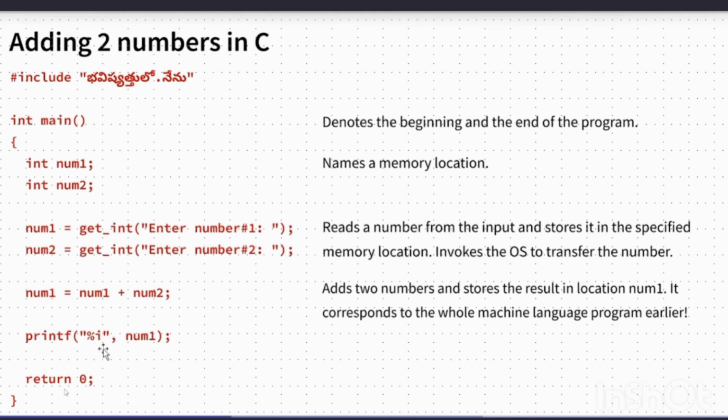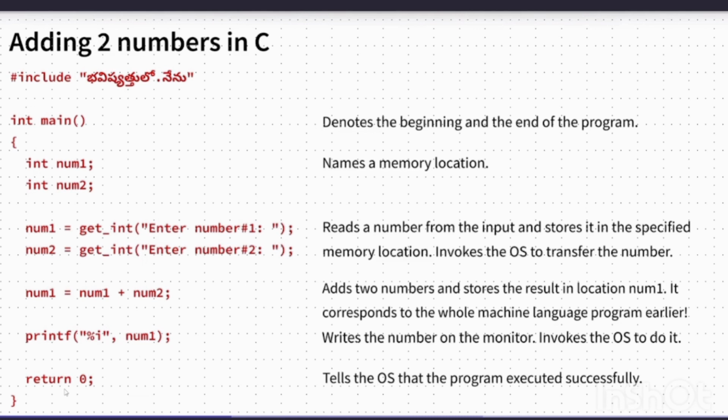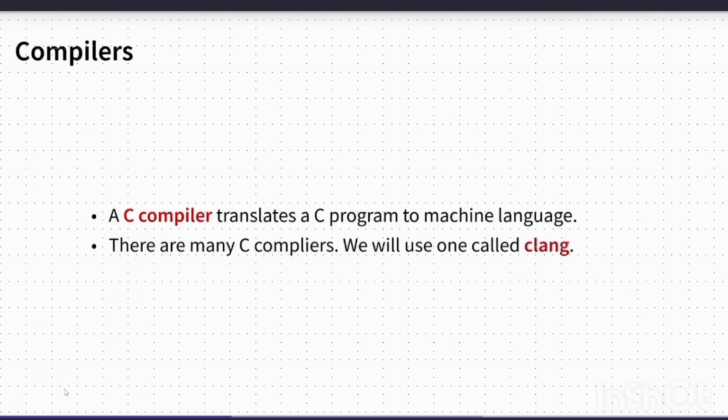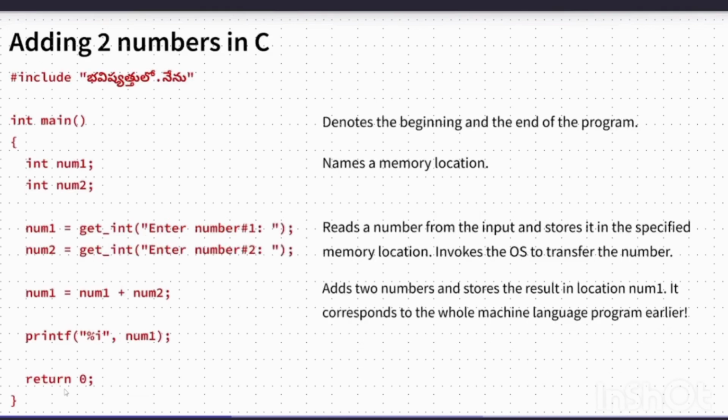This is a format specifier. And to show the result on the screen after the functioning is done, this also involves the OS. And return 0 indicates that the program has been executed successfully. As we have seen, an assembler converts assembly language to machine language. A compiler translates a C program to machine language. There are many C compilers like Turbo C and others. We use one called Clang. This is a basic introduction to computing.